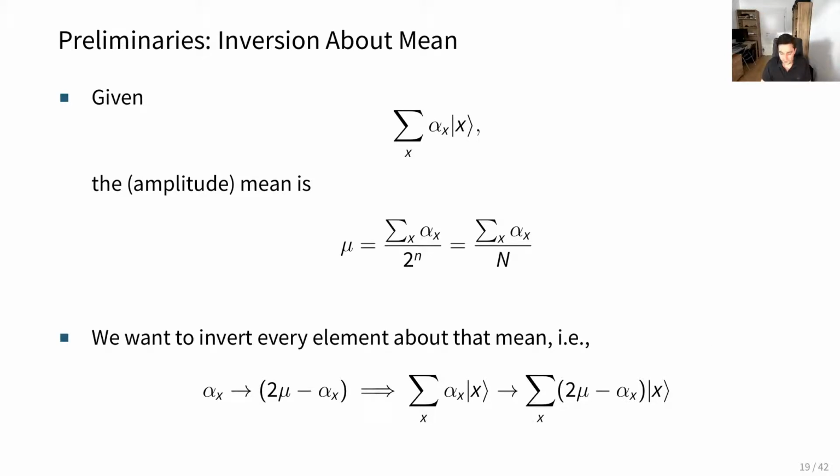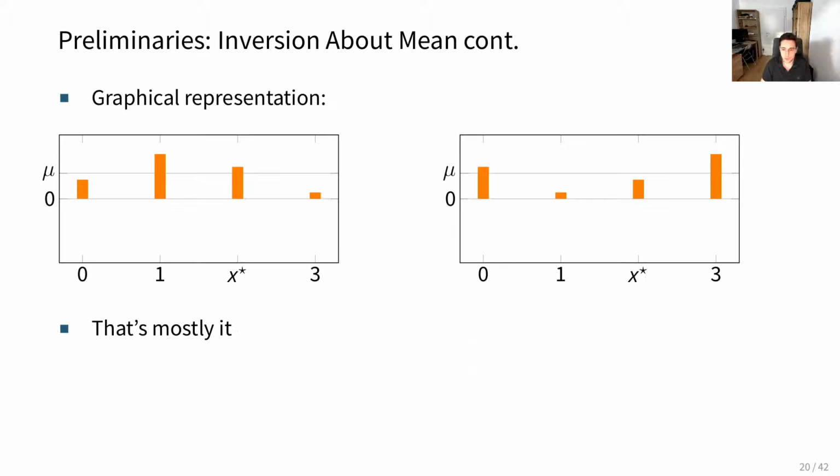And again, some graphical representation to make it more clear maybe. So let us assume we have this input here. We have again only 4 values, 0, 1, x star, 3. We have some amplitudes, probabilities for these values here. And well, let us say the mean is here. I think it's actually also precise, I think. So let us say the mean is here.